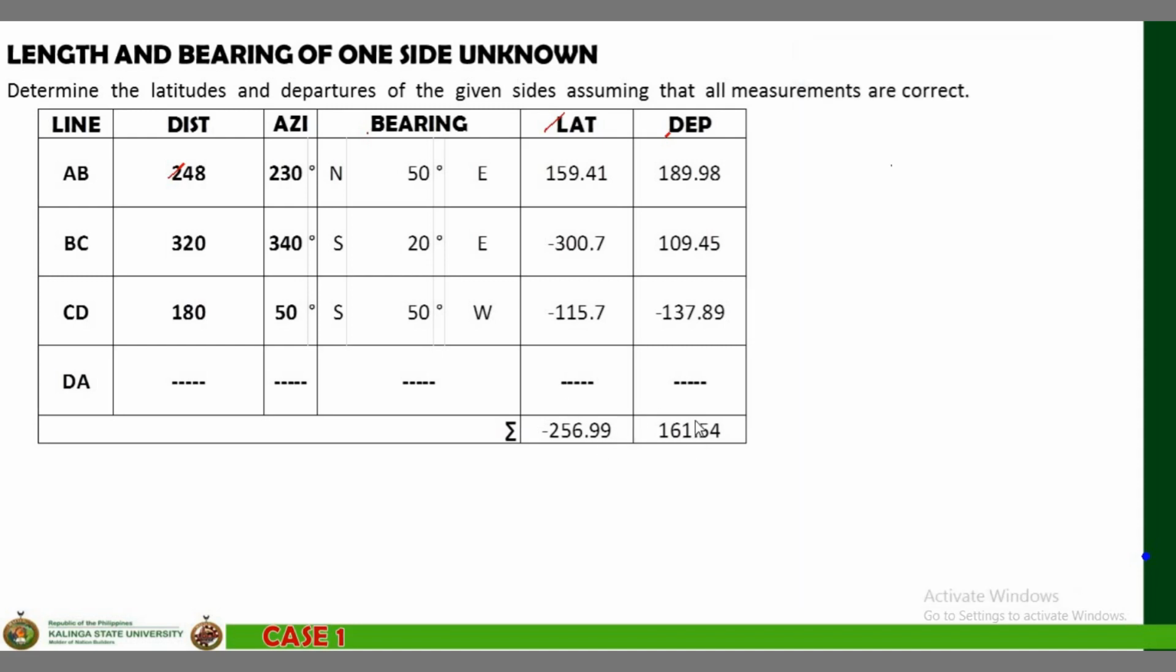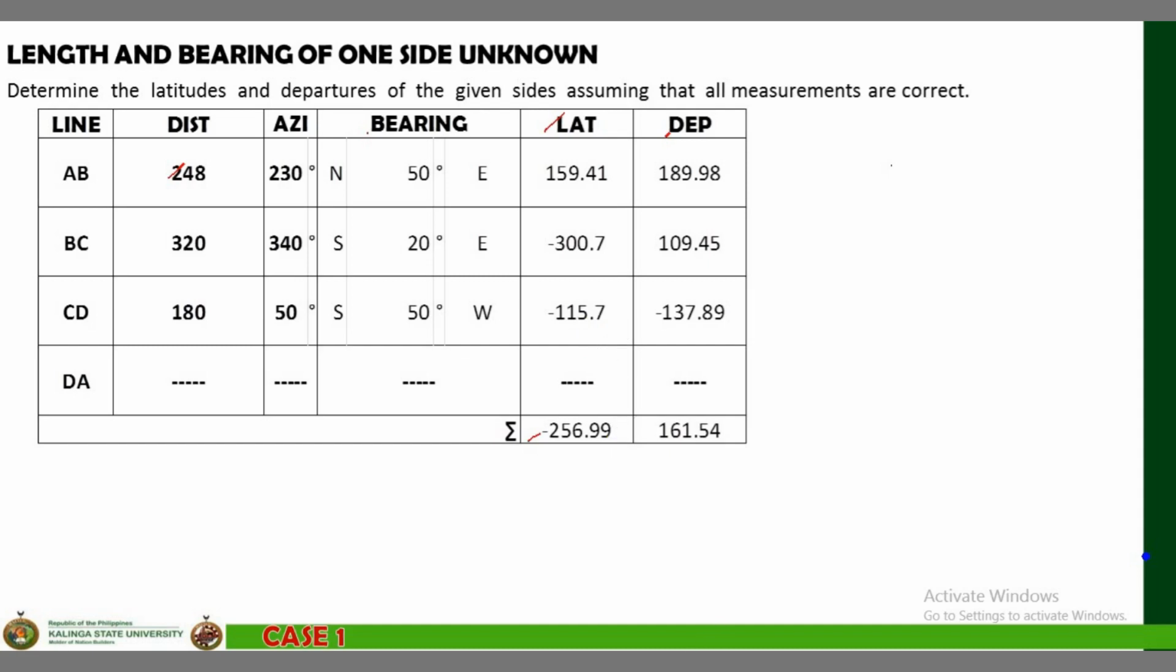Okay. So pag nakuha natin yung latitude at saka yung departure, 'di ba sabi nga natin in chapter 5, dapat yung sum ng ating latitude at ng departure magzi-zero out. So paano magzi-zero out ito? Kasi negative 256.99 dapat maging zero. To take the latitude and departure of the unknown line, you have to take the same magnitude but opposite in sign.